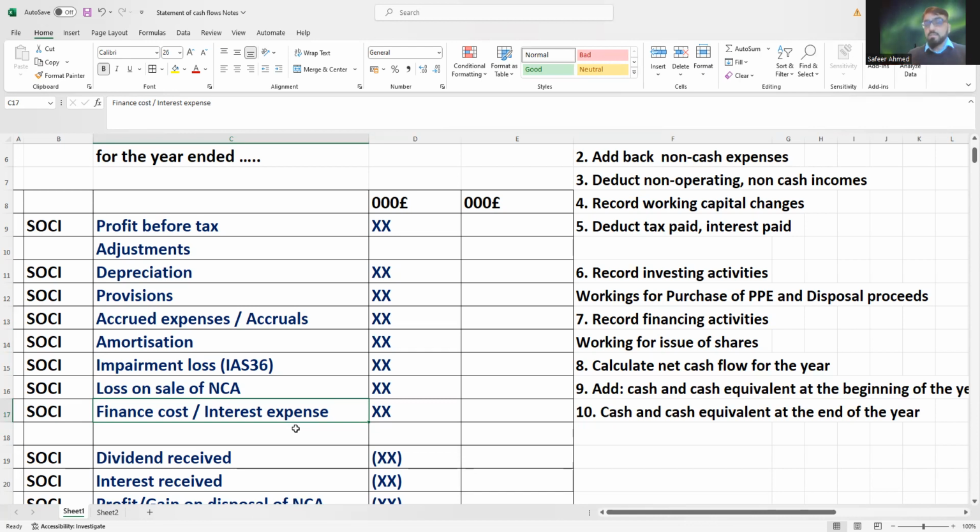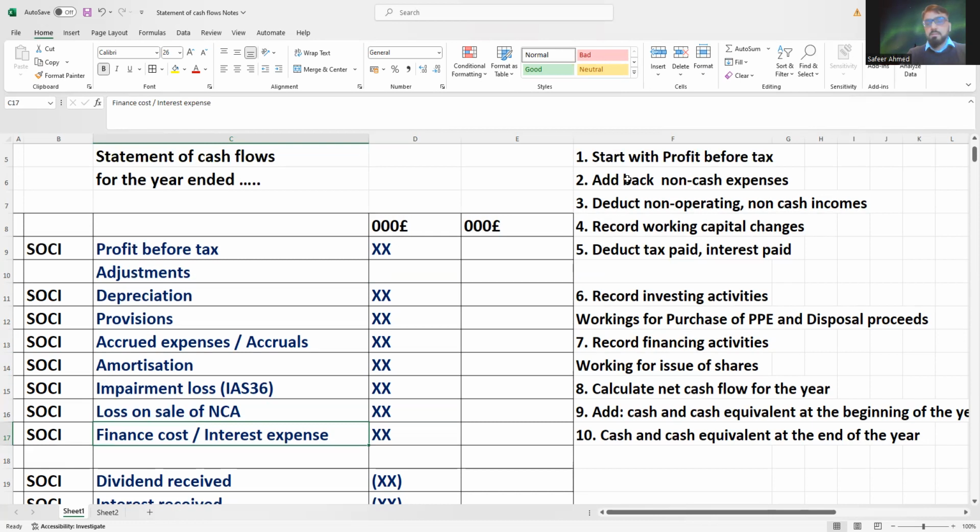So therefore, the standard requires us to add this back as well. And remember, we started with the profit before tax. So we have actually deducted that finance cost there as well. So that's why we will be adding this back always, finance cost. So please make a note of that. Okay. So once we've done that, that was our second step, which is add back non-cash expenses.